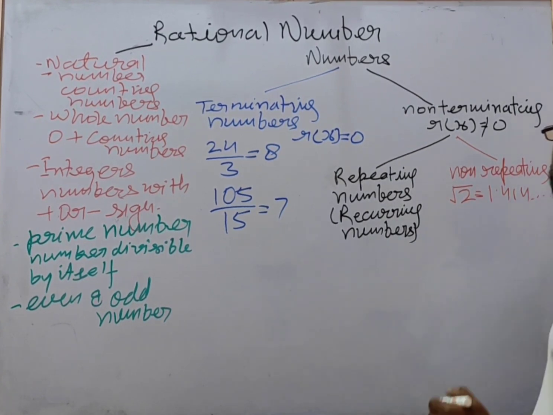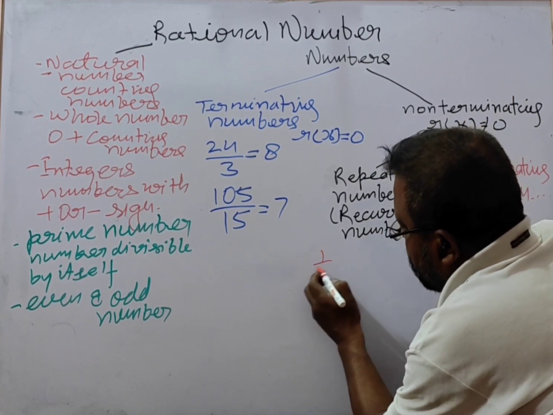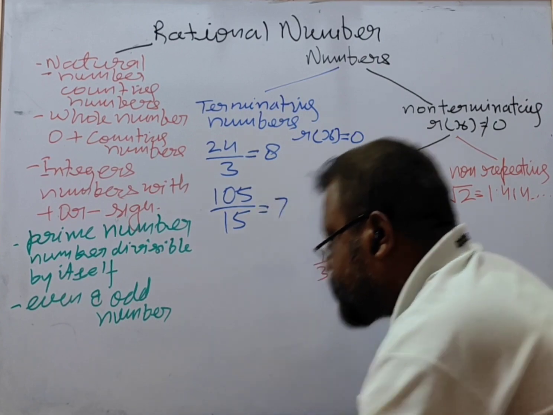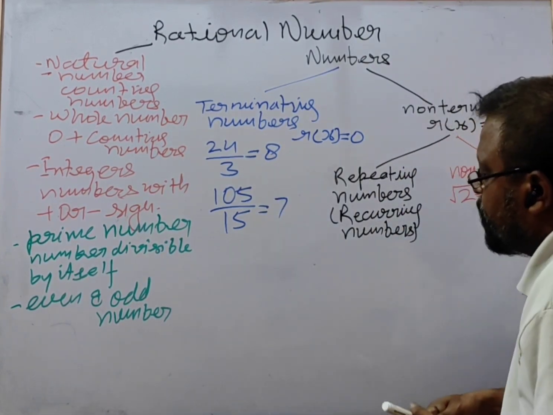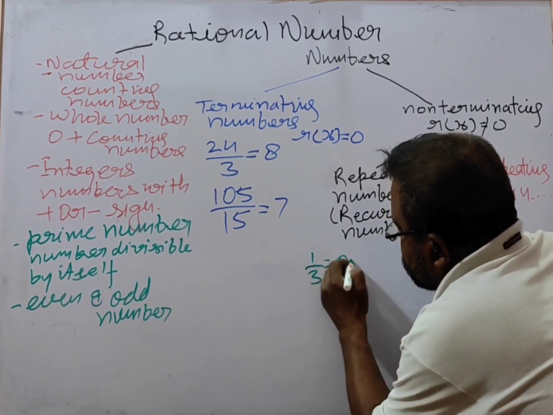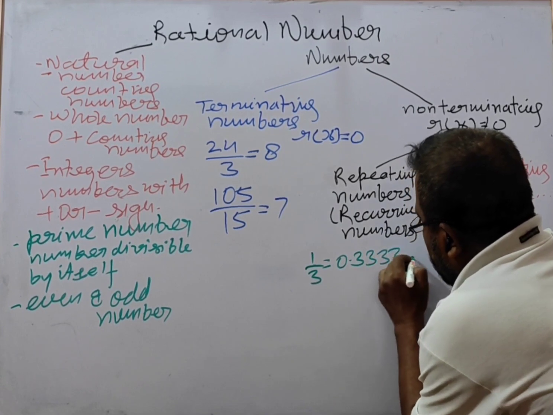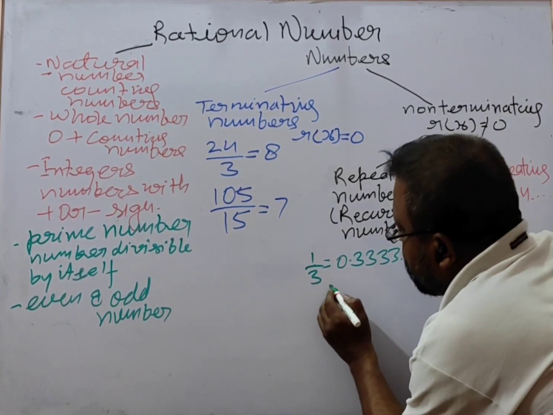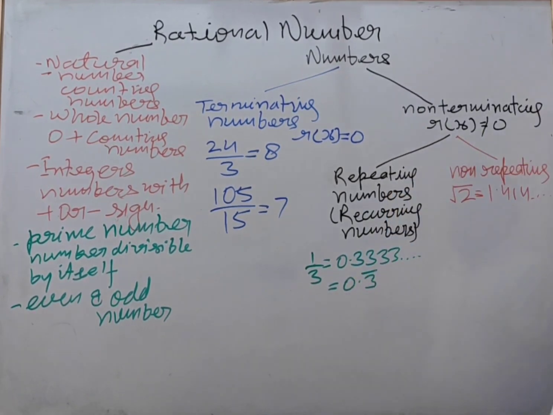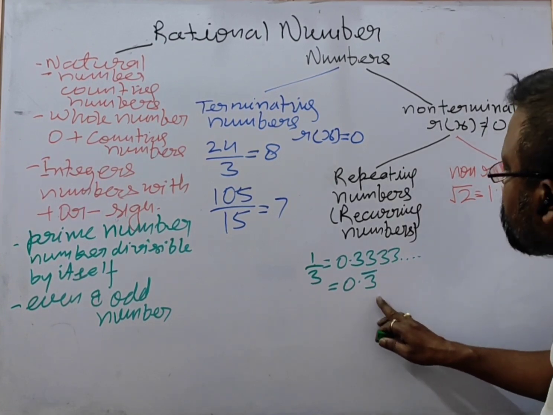And if I say to divide 1 by 3, then what happens? You get 0.333 up to n number of times. You can take a bar here, you can write it as 0.3 bar, right? There will be one repeating number.